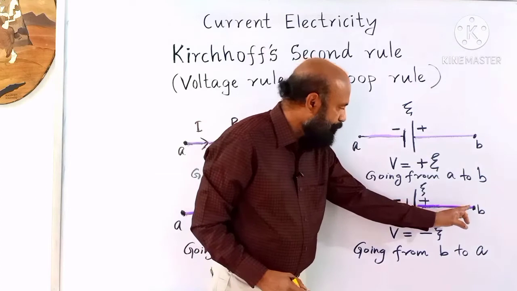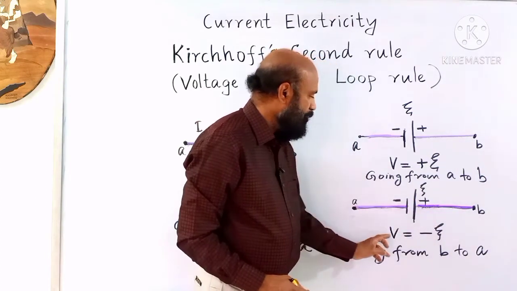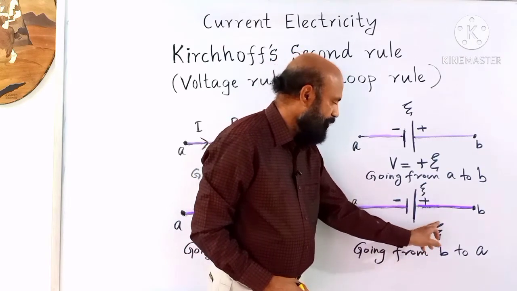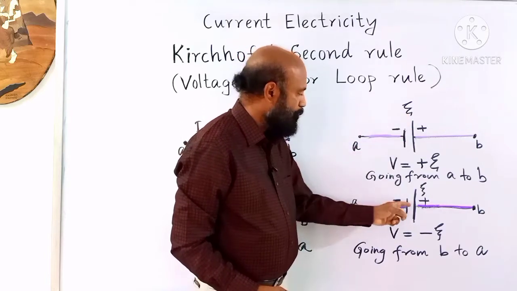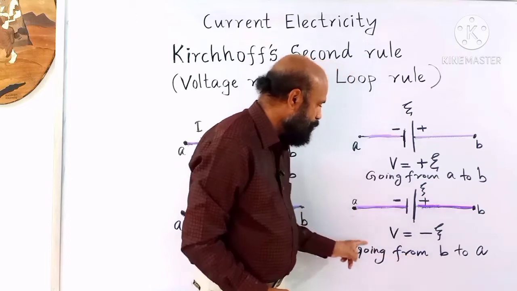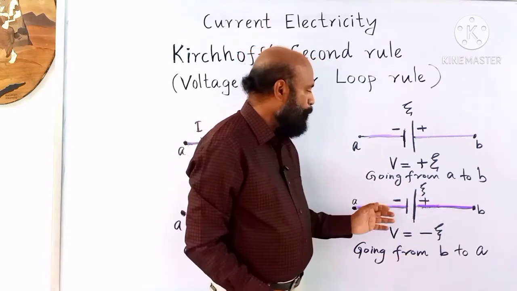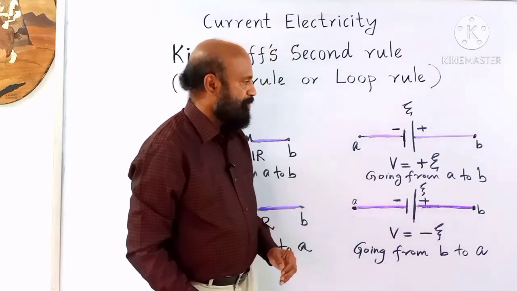Here B to A, then V is equal to negative psi. So in the case of EMF, that's the rule. So cell will be sending current from the positive terminal to the negative terminal. When you go from B to A, it is opposite. So that is why it's a negative.